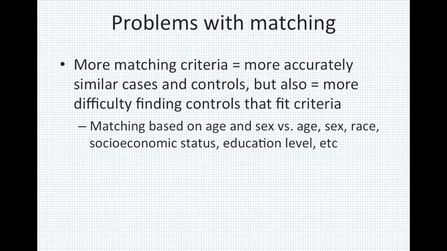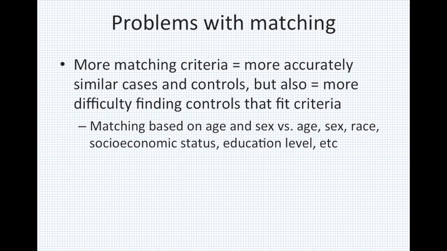More matching criteria means cases and controls are more accurately matched. This is good because we work under something called the Wood criteria. The Wood criteria is basically saying that we want cases and controls to be sufficiently matched such that if a control had been exposed, they would have developed an outcome.